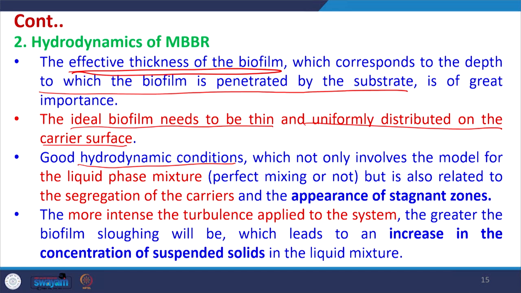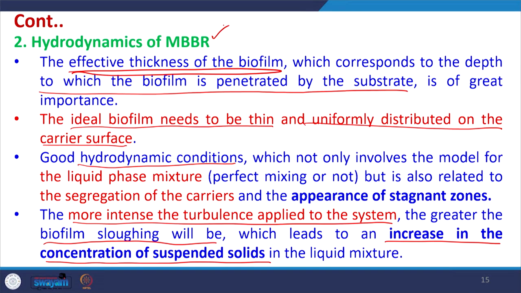The more intense the turbulence applied to the system, the more the biofilm sloughing will happen. Suppose we have more mixing and we are using more aeration, so the turbulence is more. Under that condition, this may in turn help keep the biofilm thin. However, it will also increase the concentration of suspended solids. Thus, we have to cross-check how much turbulence is good enough for our system. Also, we have to maintain a proper hydrodynamic condition, so that the mixing in the liquid phase is proper, the carriers are separated a good enough distance from each other, and there is no stagnant zone appearing inside the reactor. So, hydrodynamics is a very important criterion for MBBR.